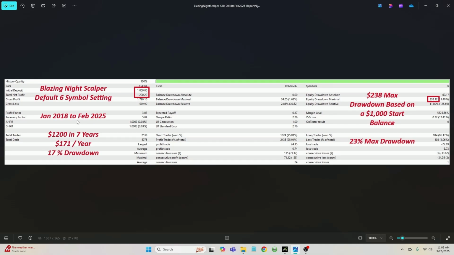Although we didn't make 40%, we did get 17. Wait, this is wrong here. Ignore this here. This is actually supposed to be 17% profit, not drawdown. So we got a 17% ROI per year, based on the $1,200 profit over 7 years. We divide that by 7, you get $171 a year, and you get 17% return on investment per year. Like I said, ignore this word right here, this drawdown word.